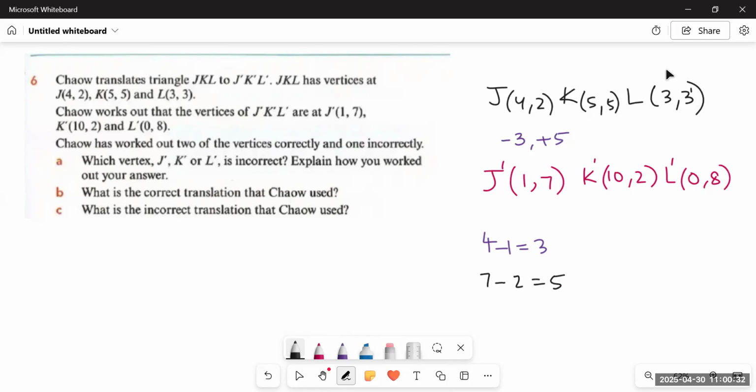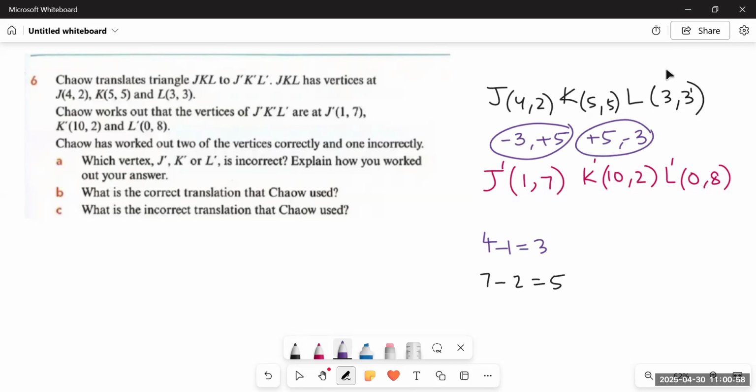So what is happening over here? Again, we are adding something. 5 plus 5 is equal to 10. But here it is 5 minus 3 is equal to 2. So you see here the translation is minus 3, plus 5. That is going 3 squares to the left and 5 squares up. But here it is going 5 squares to the right and 3 squares down. So they are not the same. It means there is some mistake.